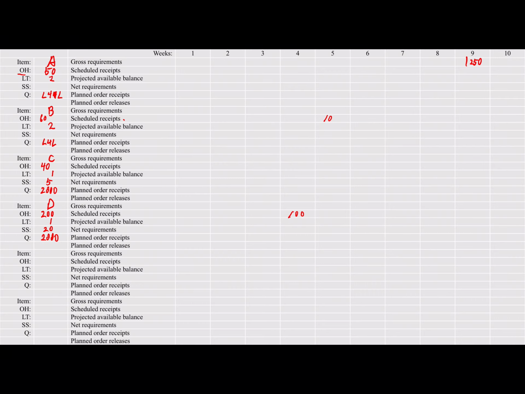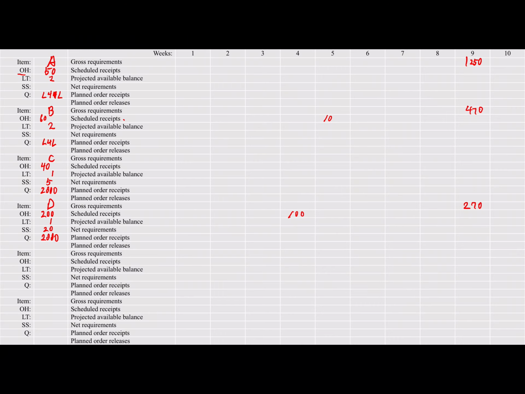Part B, week 9, okay? Part B, week 9, 470. And 270 units of part D. Part D, 270. Okay? Then they asked us to develop a material requirement planning schedule.